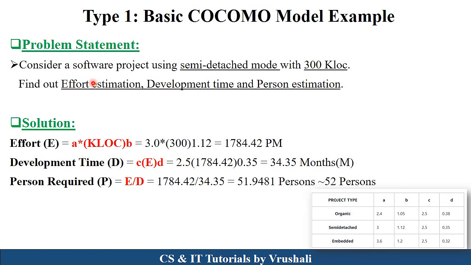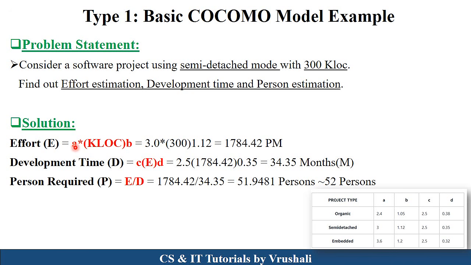So in the basic COCOMO model, your problem statement is this. Consider a software project using a semi-detached type of project, and there are 300 lines of code. You have to find out the total effort estimation, total development time, and total person estimation in this particular project. See here, and the solution is, first you need to calculate total effort, and this is the formula.